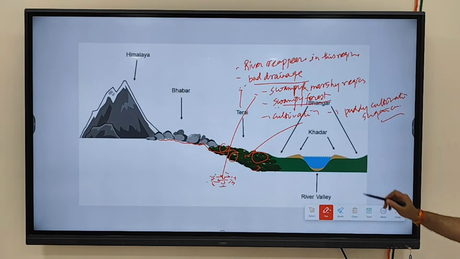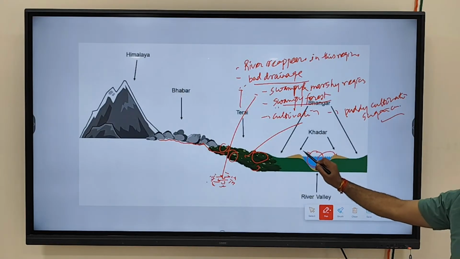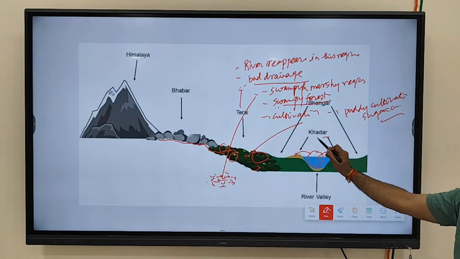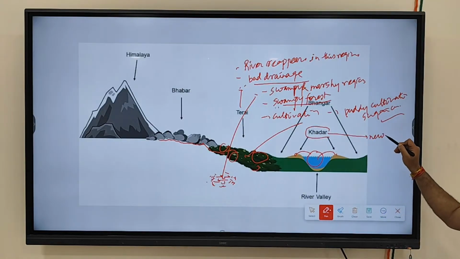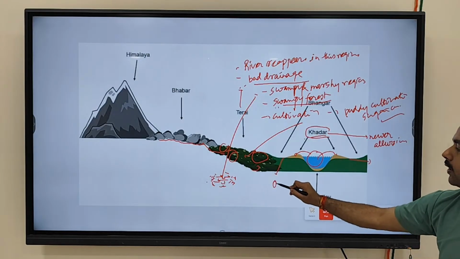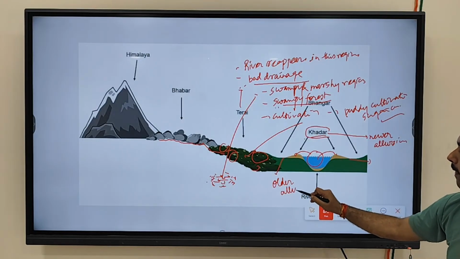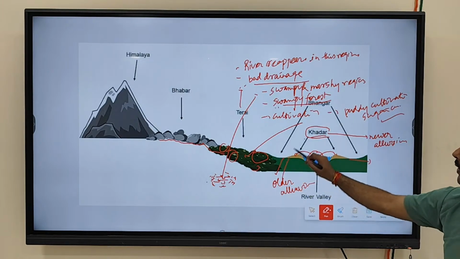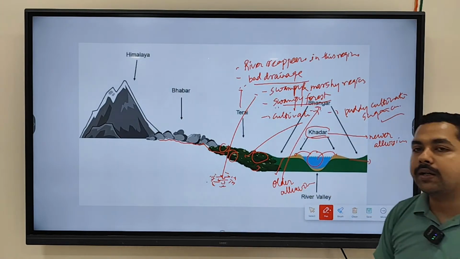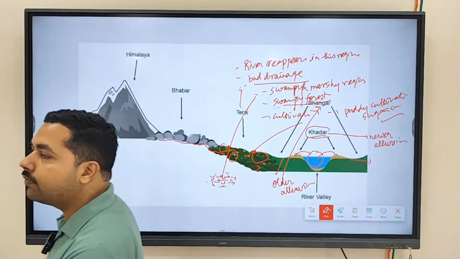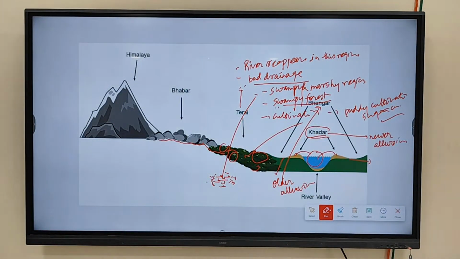Now this is a river. The sediments that the river deposits near its bank are referred to as newer alluvium, and these are called khadar. The sediments that are deposited away from the bank are referred to as older alluvium, and these are called bangar. So bangar is older alluvium that the river deposits away from its bank. And khadar is the newer deposit that the river deposits closer to its bank.